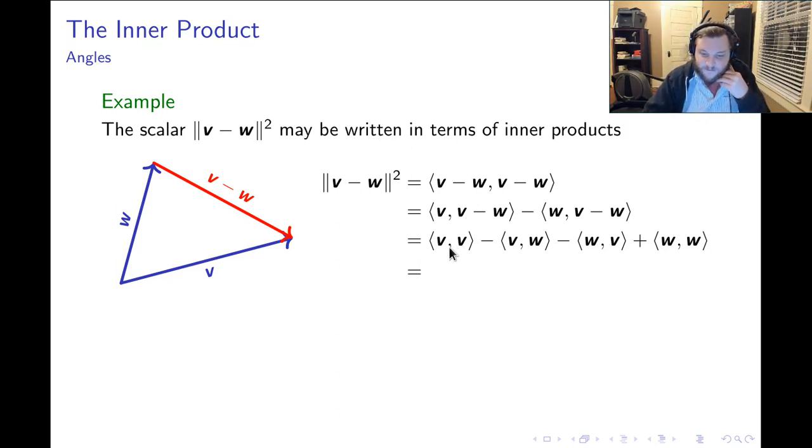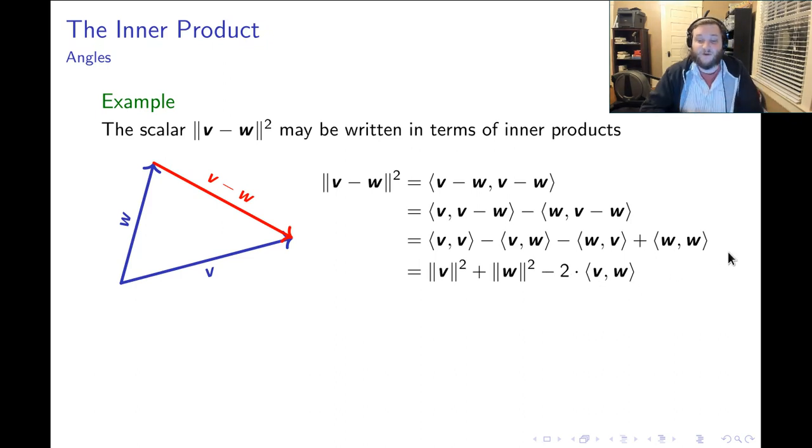The inner product of v with itself is the length of v squared, and the inner product of w with itself is the length of w squared. And also, I have negative v inner product w here, along with negative w inner product with v. Well, remember, v inner product w is the same as w inner product v, so I can combine those terms. So all of this simplifies to the length of v squared plus the length of w squared minus 2 times the inner product of these two vectors. So we've managed to expand out the formula for the length of v minus w squared, and we got a new formula for it.